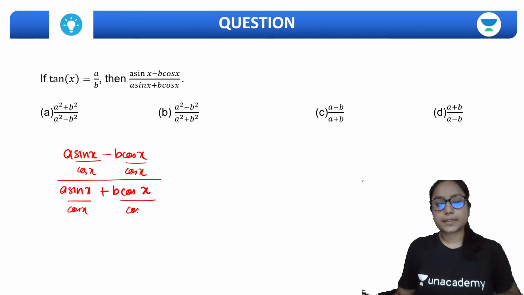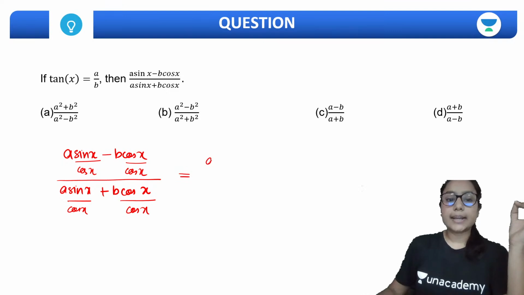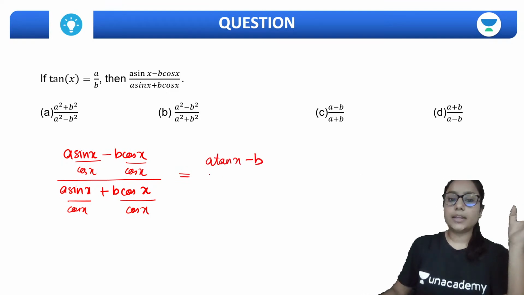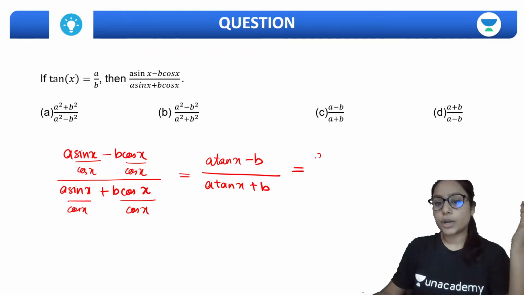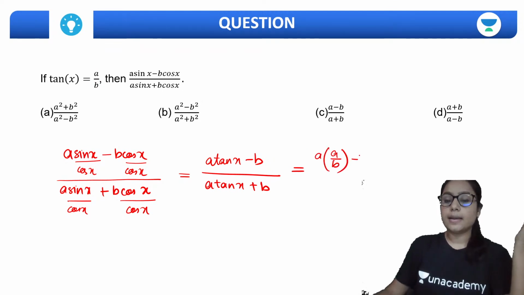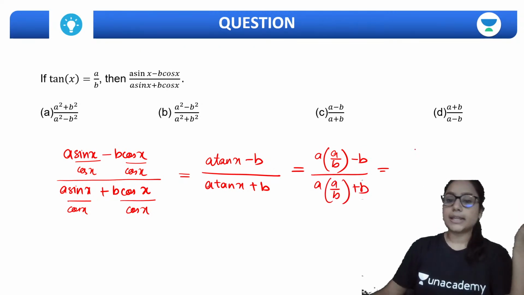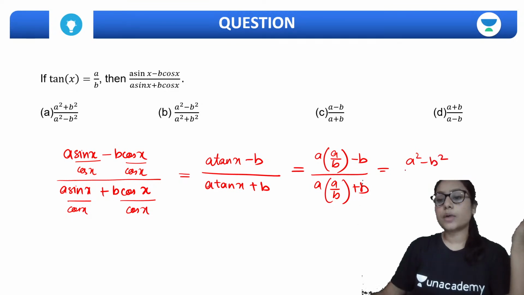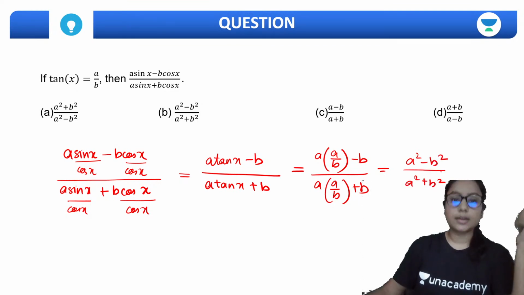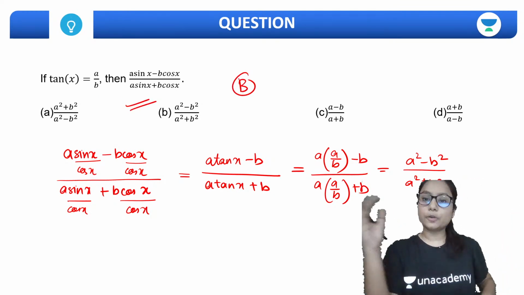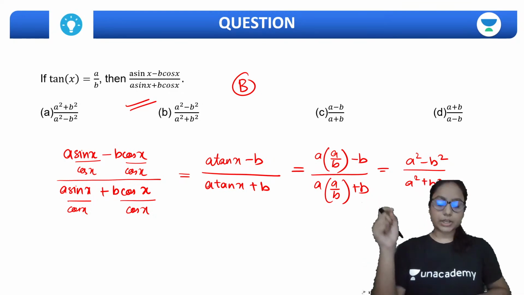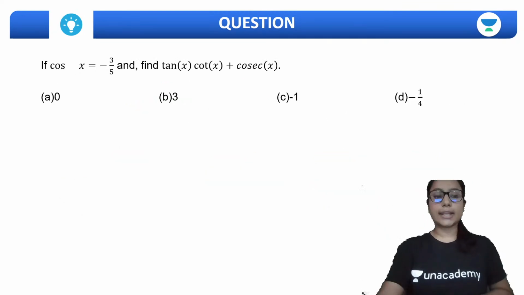Dividing by cos x in the numerator as well as the denominator, what do you get? This will be equal to (a tan x minus b) whole upon (a tan x plus b). Now what is the value of tan x? It is given as a by b. So what do you have? (a into a upon b minus b) upon (a into a upon b plus b). Now take the LCM, you get (a square minus b square) upon (a square plus b square). Option B will be the right answer to this question. I hope this question number 1 is clear to all of you. Let's move on to the next question.